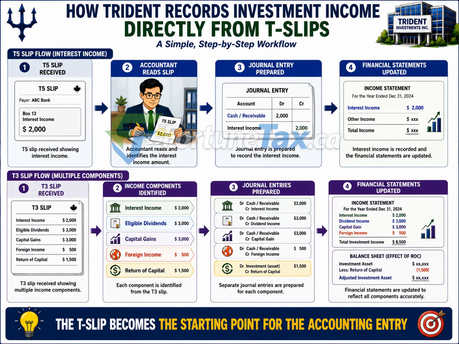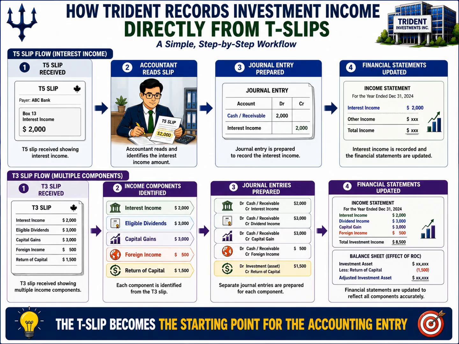Foreign income is recorded separately. And return of capital receives its own unique treatment because it is not income. Instead, return of capital reduces the carrying value or adjusted cost base of the investment. Once these entries are recorded, the information flows into the financial statements.